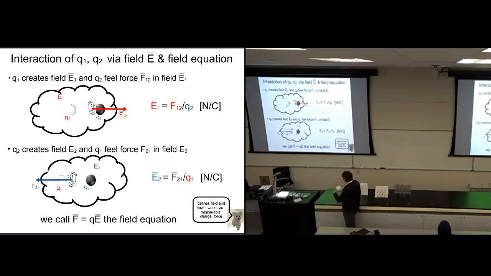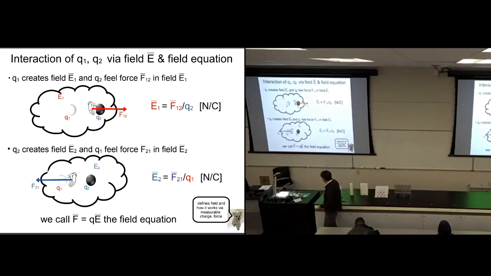Here I've rewritten that equation. We call it the field equation. It simply says, if you turn it around, imagine you're a charge, or I'm a charge. If I've got charge Q, and I'm in a field whose strength is E, then I'll experience a force that's the product of my charge and the field that I'm immersed in. And so that's the field equation.